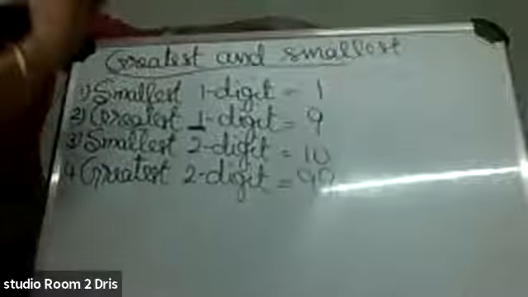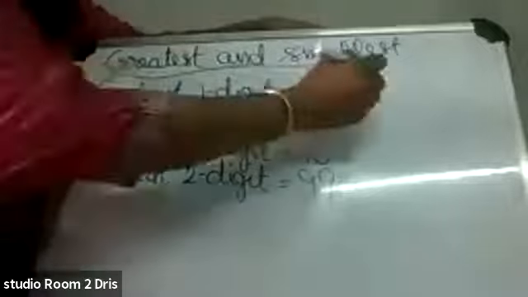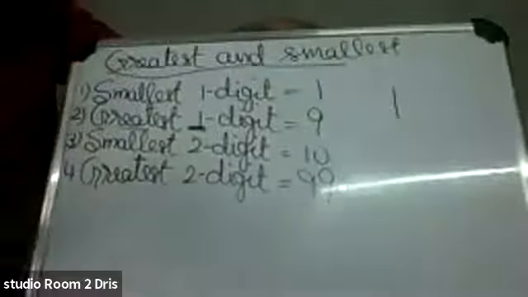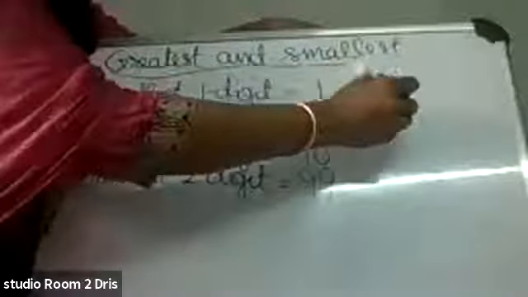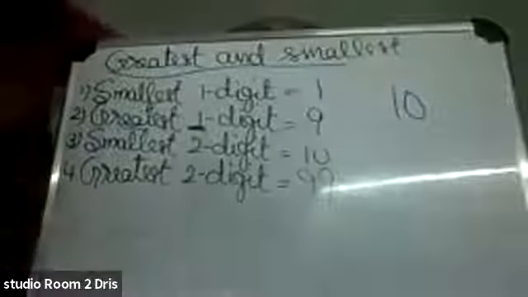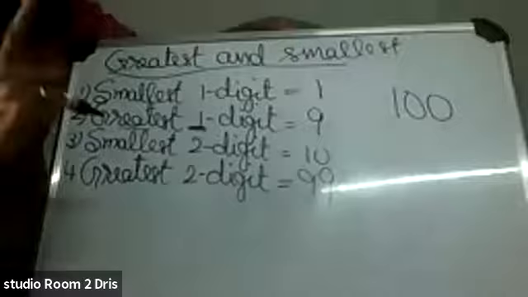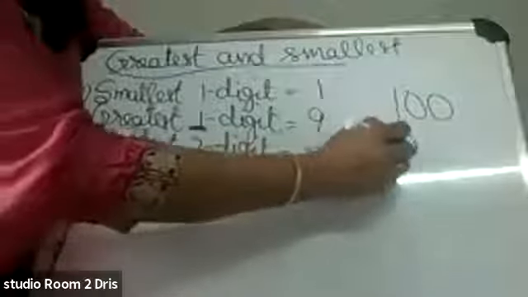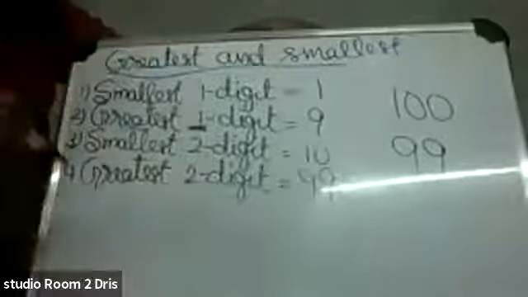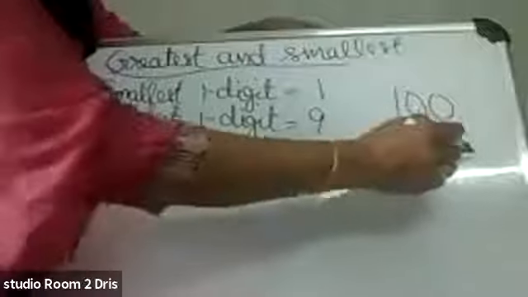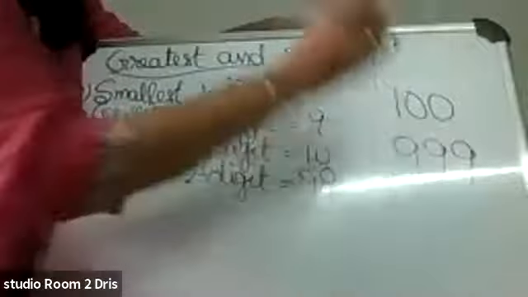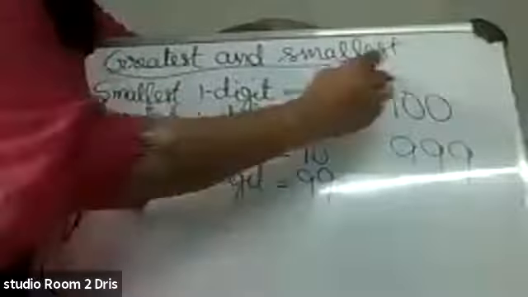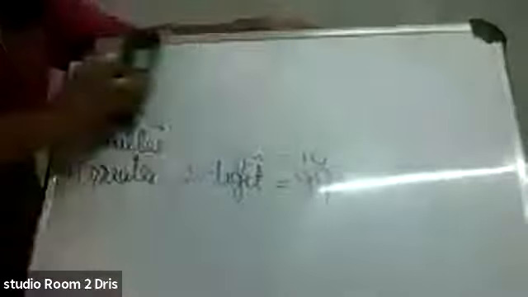The smallest one digit number is 1. Smallest two digit number, just put a 0, 10. Smallest three digit number, put one more 0, 100. Okay. Now greatest one digit number, write 9. Greatest two digit number, write one more 9, 99. Greatest three digit number, one more 9. Three 9s. Only you have to remember all these numbers. No need of writing all those things. Okay. Now we will just write the notes.